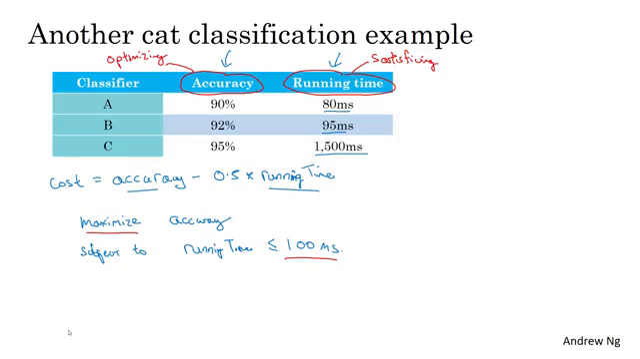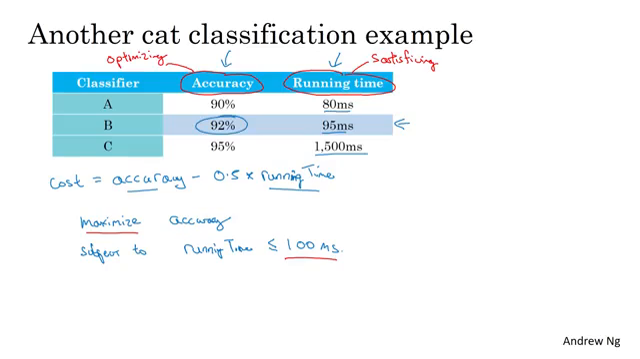So this would be a pretty reasonable way to trade off or put together accuracy as well as running time. And it may be the case that so long as the running time is less than 100 milliseconds, your users won't care that much whether it's 100 milliseconds or 50 milliseconds or even faster. And by defining optimizing as well as satisficing metrics, this gives you a clear way to pick the, quote, best classifier, which in this case would be classifier B, because of all the ones with a running time better than 100 milliseconds, it has the best accuracy.